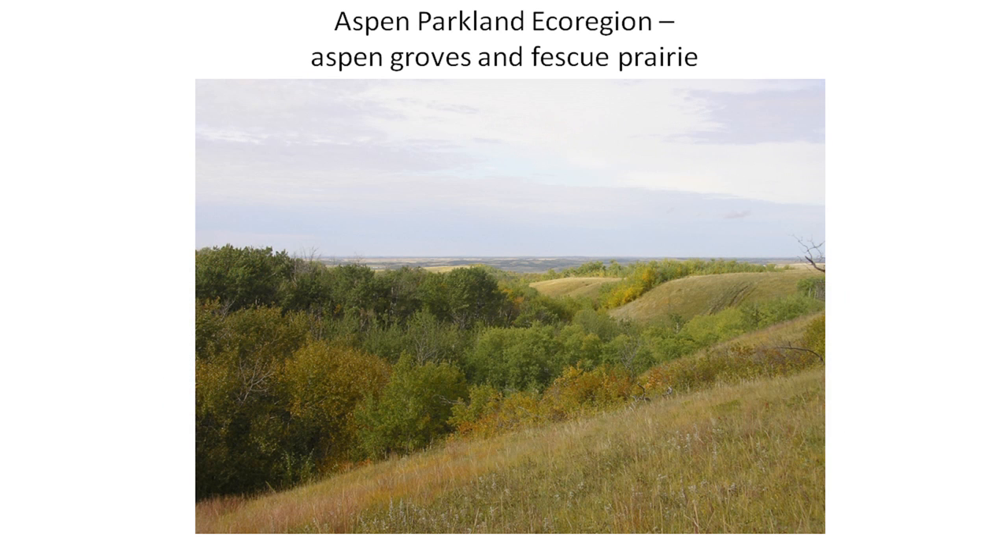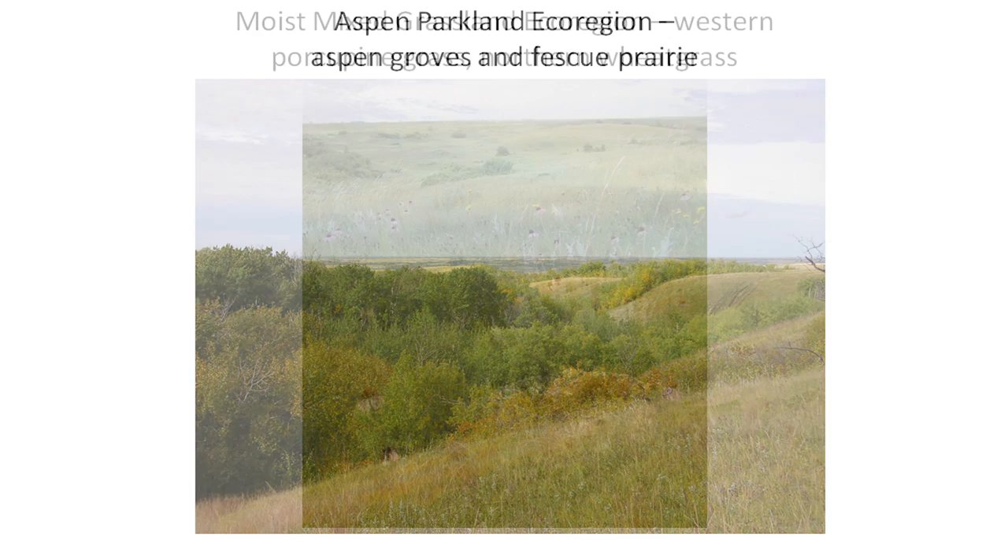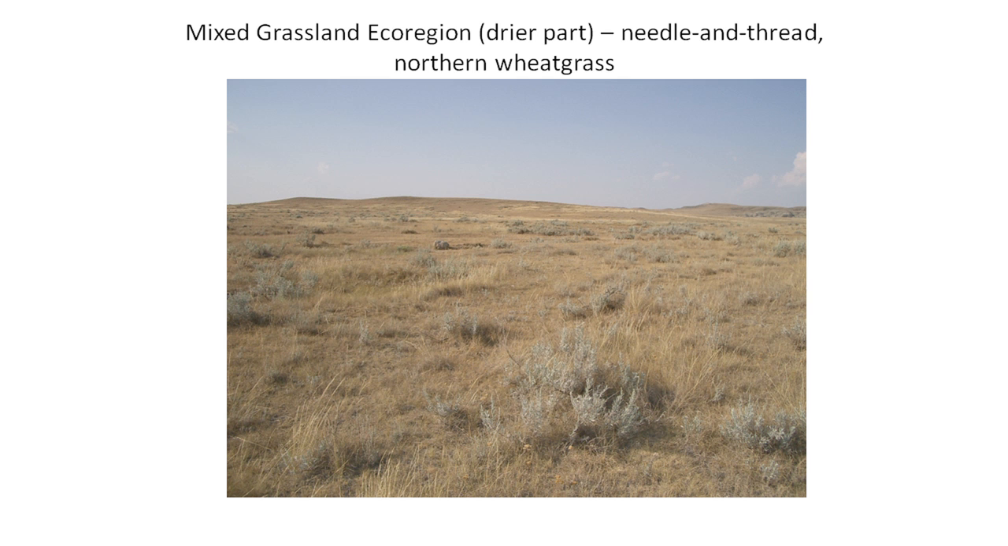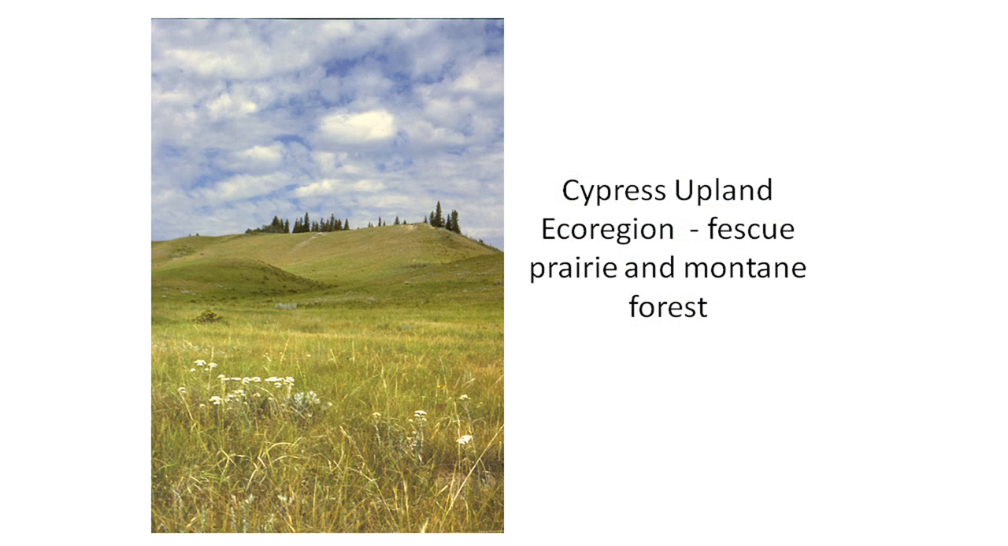So here's just a couple of pictures. Here's aspen parkland, the typical mosaic of aspen groves, and at least in our part of the aspen parkland, fescue prairie is the potential grassland community. Moist mixed grassland is still a productive grassland, but with a lot less tree cover, and then our driest mixed grassland ecoregion, and species composition changes accordingly. Here's the cypress upland, and of course this is a montane ecosystem resulting from altitude.